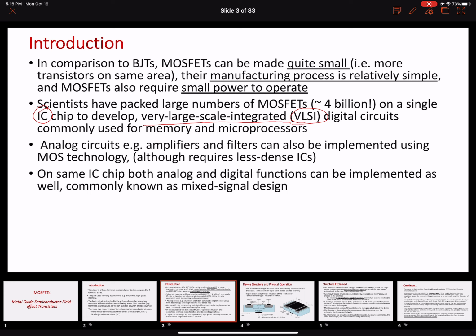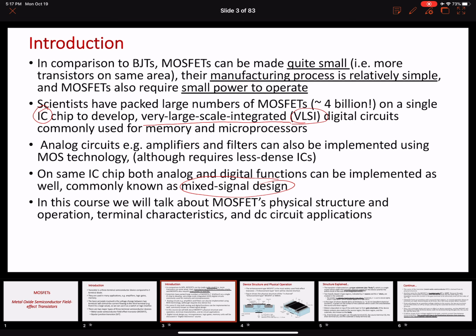Another important thing is that we can also do something called mixed signal design. Essentially, on the same integrated circuit, we can have analog and digital operations done by using these MOS transistors. This is known as a mixed signal design. We will not cover the mixed signal circuits or their design specifically, so this is just for you to know.